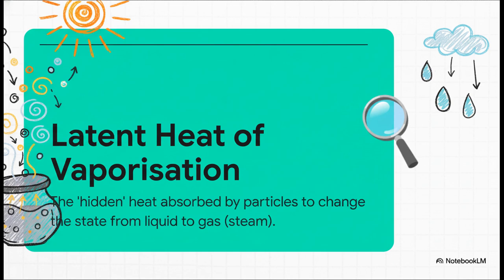The heat energy being supplied is again hidden. It is being used to change the state from liquid to gas. This hidden heat is called the latent heat of vaporization. It is the extra energy that the water particles must absorb to break free from each other and escape as a gas.